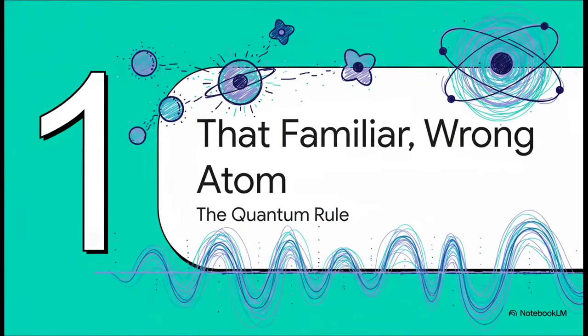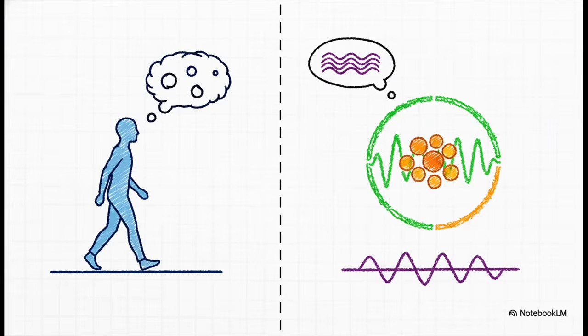So, to really get to the bottom of these shapes, we first have to wrap our heads around the single most important rule of the quantum world. And believe me, it's a principle that completely rewrites what it even means to be a particle. And here it is. It all boils down to this. At the atomic scale, everything is a wave. I mean, we experience the world as solid, right? But an electron trapped inside an atom is defined almost entirely by its wave-like nature.